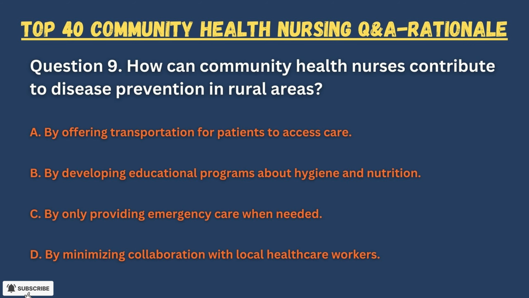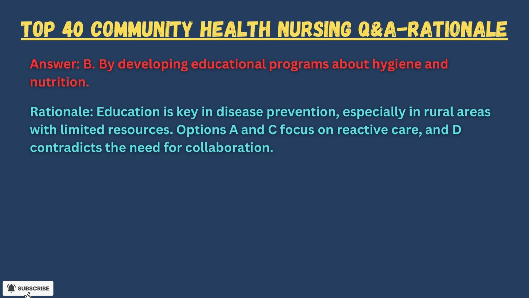Question 9. How can community health nurses contribute to disease prevention in rural areas? A. By offering transportation for patients to access care. B. By developing educational programs about hygiene and nutrition. C. By only providing emergency care when needed. D. By minimizing collaboration with local healthcare workers. Answer: B. By developing educational programs about hygiene and nutrition.